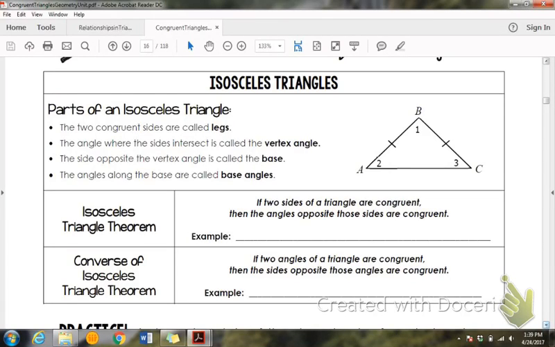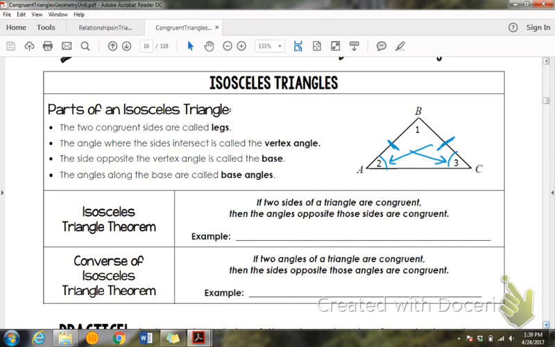Okay. If the legs are congruent, then the angles are congruent. So if we look at this diagram and I know that this leg is congruent to this leg, then I can draw arrows across that says angle 2 and angle 3 are also congruent. Okay? And the converse just says if the angles are congruent, then the sides are congruent.